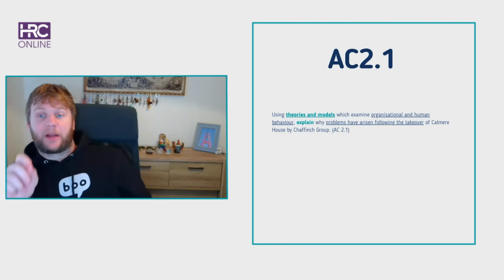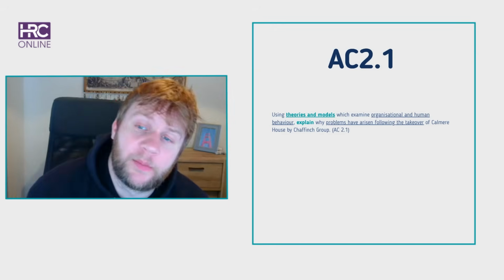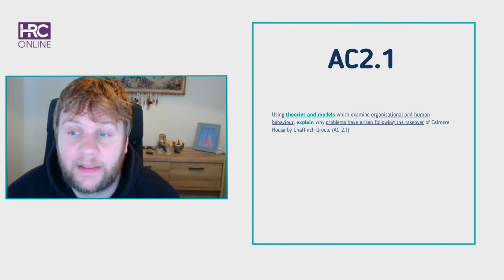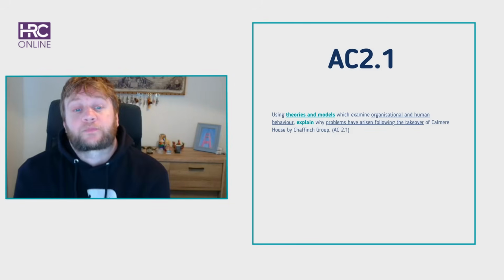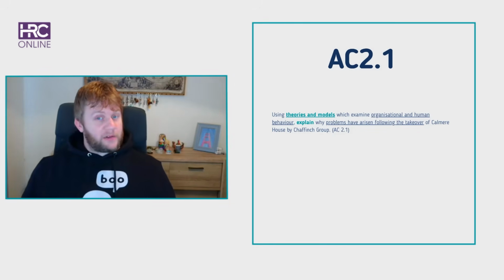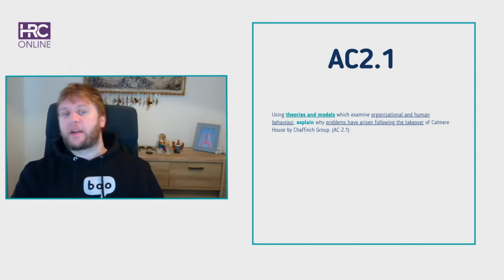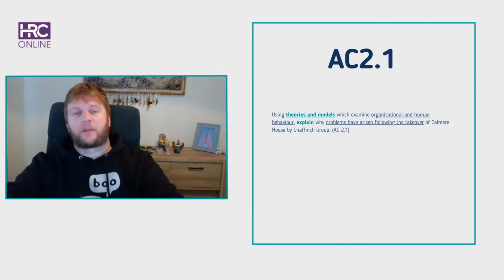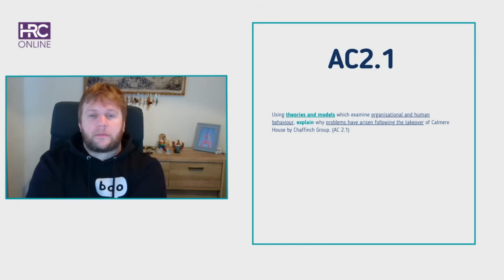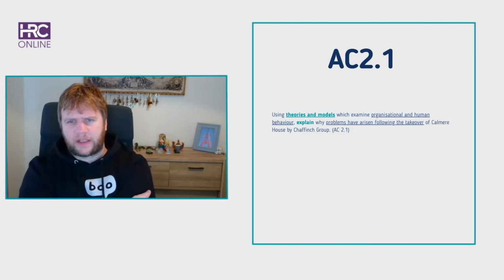human behavior, explain why problems have arisen following the takeover of Calmere House by Chaffinch Group. Now, if you've read the scenario, you're probably already aware and have ideas about some of the problems and how they've been caused when Kat came in and there was a change from Kristen in terms of management style and organizational structural style, as well as how they've interacted with patients and how they bring on agency staff. So there's a whole range of things probably in your head.